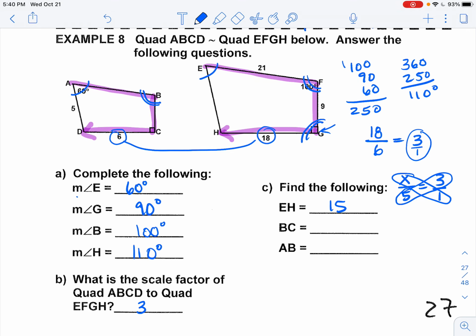Now let's do BC. So I'm trying to find BC. So let's see, I've got my new over the old. The old is the value that I'm missing right here, is equal to the scale factor. So if I cross multiply and divide, 3x is equal to 9, so x is equal to 3.